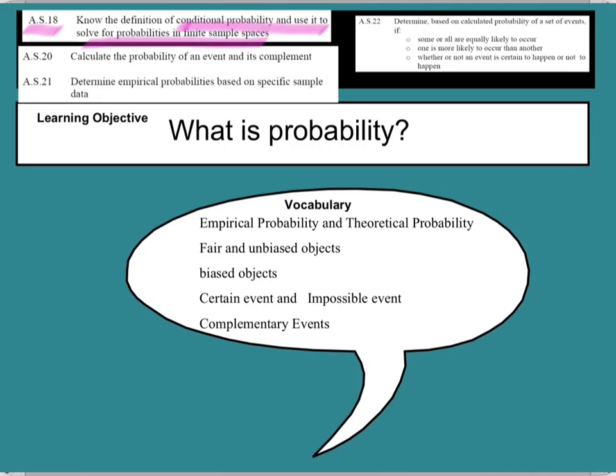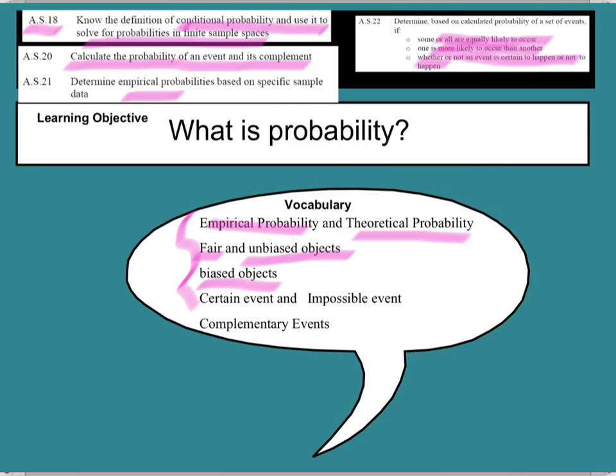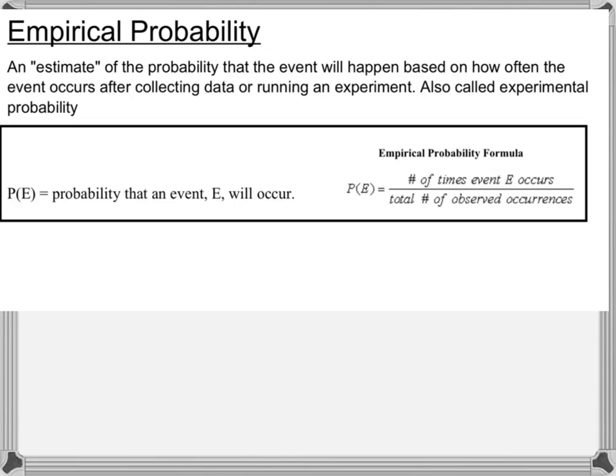finite sample space. We're going to talk about calculating the probability of an event and its complement, empirical probabilities versus theoretical probability, and we are going to talk about events that are equally likely to occur, if one is more likely to occur, and whether an event can happen or not happen. Okay, so vocabulary is empirical probability and theoretical probability, fair and unbiased objects, biased objects, certain events and impossible events, and complementary events.